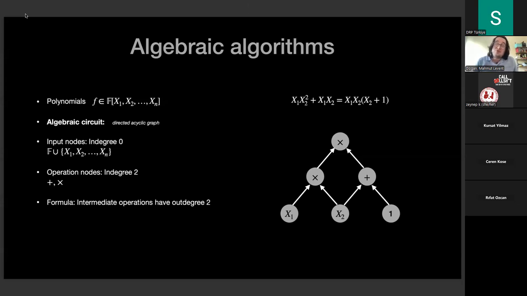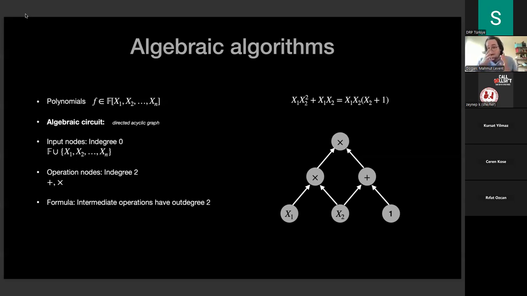One related computational model is algebraic formulas. In algebraic formulas, you require that every operation node has out degree at most one. Here I wrote out degree 2, but that's a typo. Intermediate operations have out degree 1, which means every computation you do can be used only once. In a circuit, you can use them as much as you want.